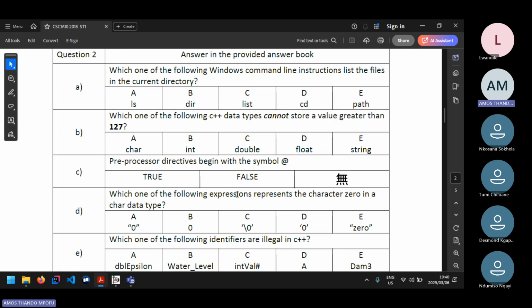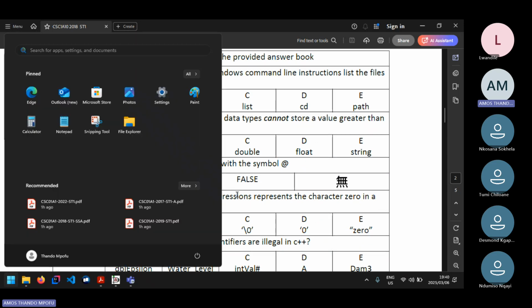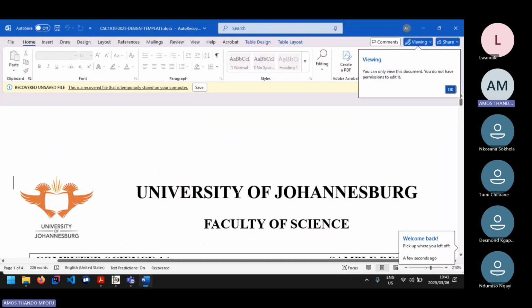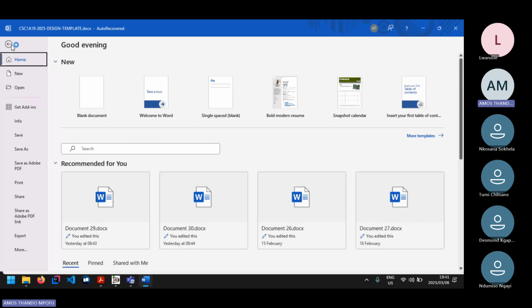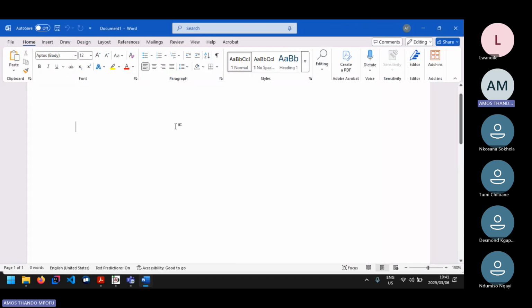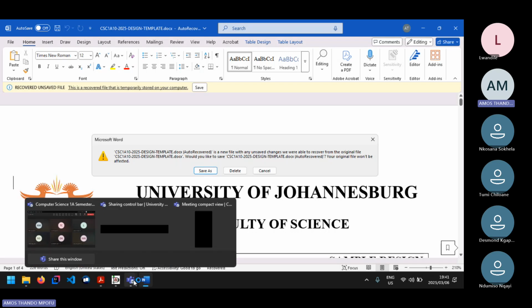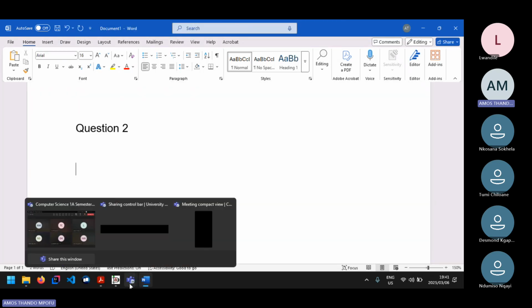So I'm going to start from question 2. I'm going to open Microsoft Word. I'll just use Microsoft Word to write the answers, and then when I'm done writing the answers, I'll save it as a PDF. So there we go. And then I'm going to choose Arial font, and then I'm going to make it 14 or 16. Let's use 16. And then this will be question 2. So I'm going to close one of these and then delete.